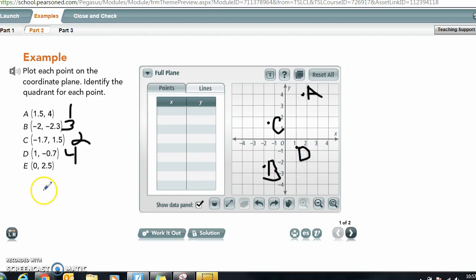Okay, go ahead and graph E. So they don't go left or right, so I know it'll be on the y-axis somewhere. E will be on my y-axis. Go ahead and try that, and when you're done, let's move on to the next Got It question.